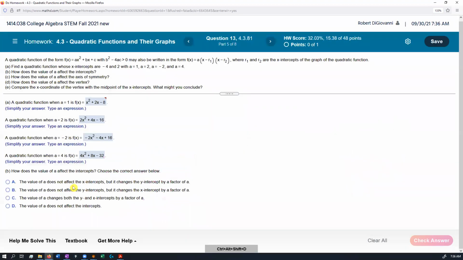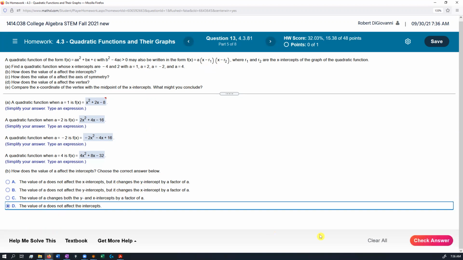All right, next part. How does the value of a affect the intercepts? Well, it doesn't. You can change a all you want. The x-intercepts always stay the same. It does not affect them, but it changes the y-intercepts.